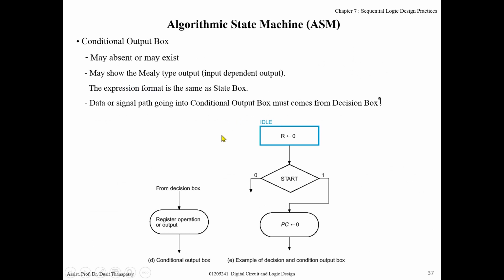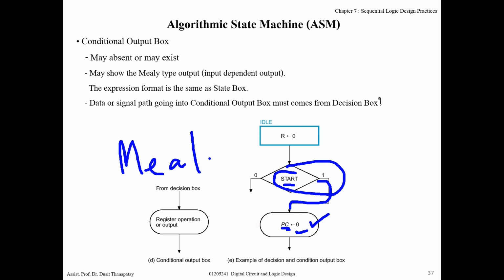And conditional outputs box. For this one, for example, this is an input variable in the decision box. If this input start is 1, some output will be active or some register will be assigned, for instance PC. PC is from program counter. This register will be clear. So this one will be clear when start is 1. If input start is 0, it's not clear. That means this is a Mealy type output, because the output is not based only on state, but also on input.